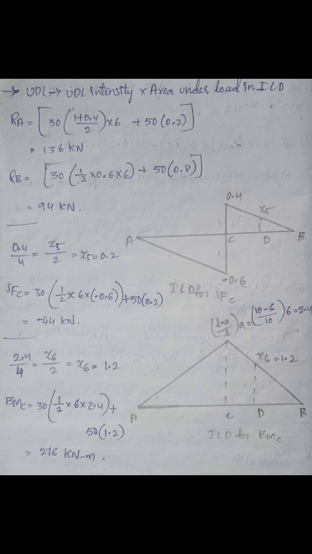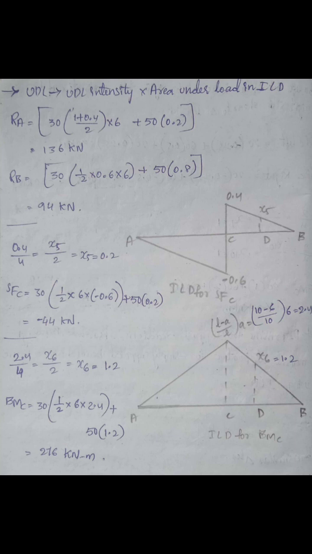Next, for shear force. So this is the shear force influence diagram. We know that downwards it is minus x by L and upwards it is (L minus x) by L. x is the distance from A, L minus x is the distance from B. Now we need to find the ordinate x5. So 0.4 by 4 equal to x5 by 2, so x5 will be 0.2. So shear force at C is equal to 30 into area of triangle, half into 6 into minus 0.6, the left side portion, plus 50 into the 0.2 ordinate at the point load, equal to minus 44 kilonewton.